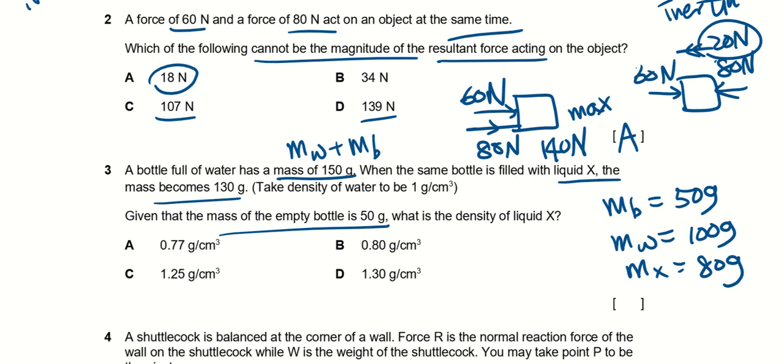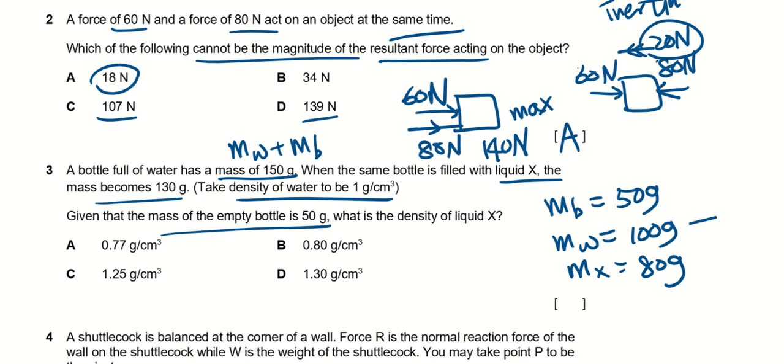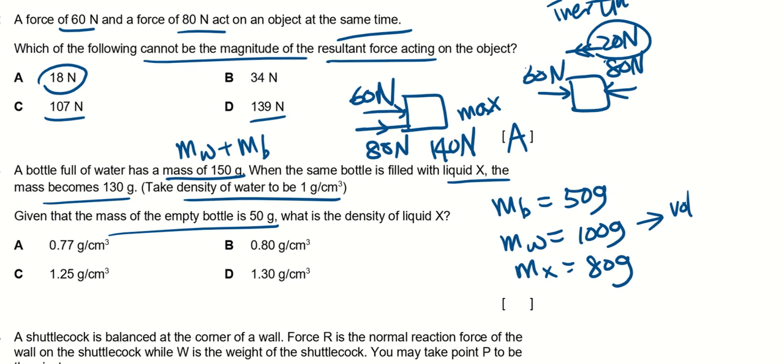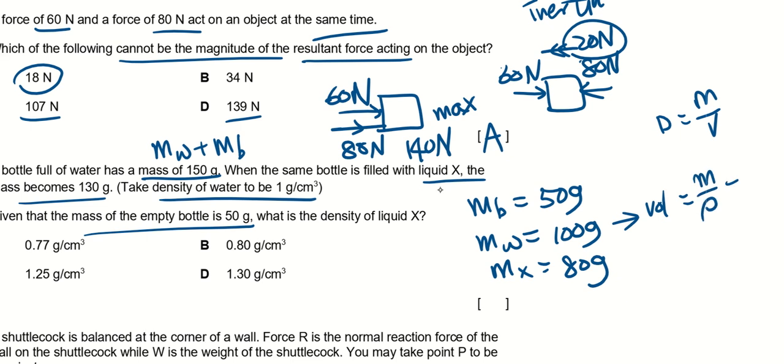Now, what is the density of liquid X? This is quite similar to your tutorial question. By taking the density of water to be 1 gram per cm cube, we can find the volume. Density equals mass over volume, so volume will be mass divided by density. The mass is 100 grams, which we calculated from the information given, and the density is 1 gram per cm cube. So the volume will be 100 cm cube.